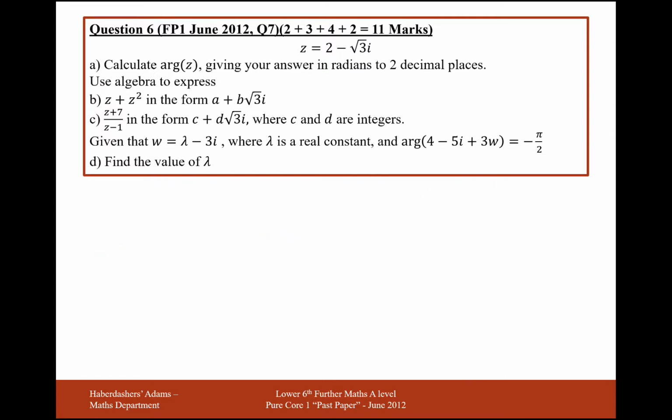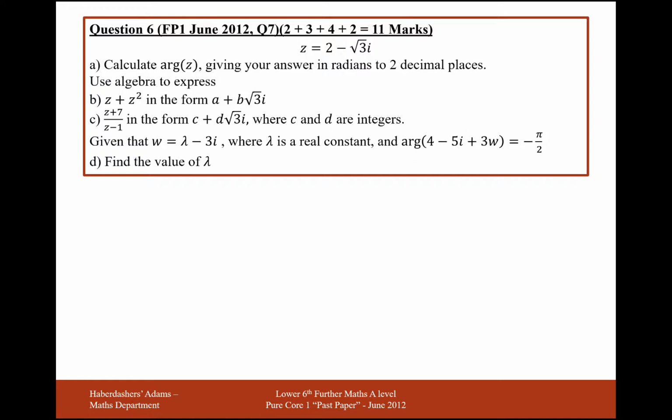Right. The next part of this question is going to involve a little bit of algebra, so I can't use my calculator. What a bummer. So, given that w equals lambda minus 3i, where lambda is a real constant, and the argument of 4 minus 5i plus 3w equals minus pi by 2, find the value of lambda.